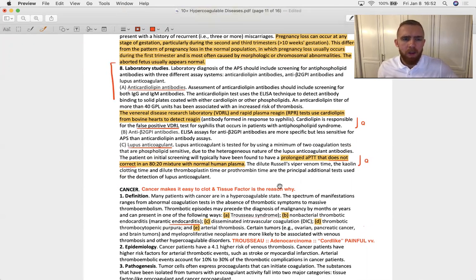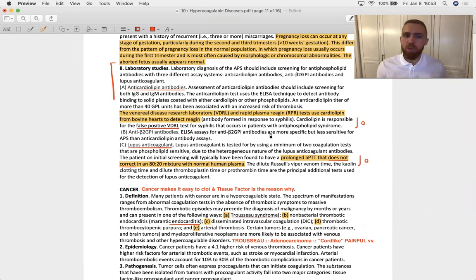Laboratory studies. So anticardiolipin antibodies are responsible for the false positive VDRL test in lupus patients. And remember, a false positive treponemal test is a diagnostic criterion for lupus. How many do you need? Well, how many are there? There's, I think, 11, maybe 12. So how many do you need to make the diagnosis of SLE? You need 4. And 3 would be probable lupus, but not confirmed. Now, one of those diagnostic criteria is a false positive treponemal test.